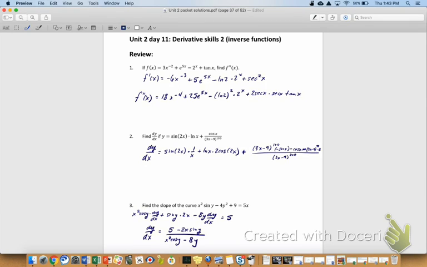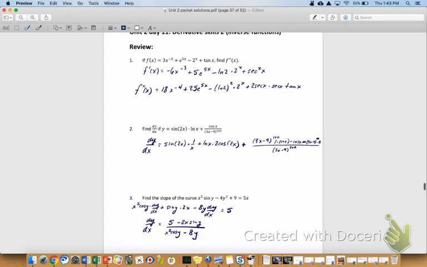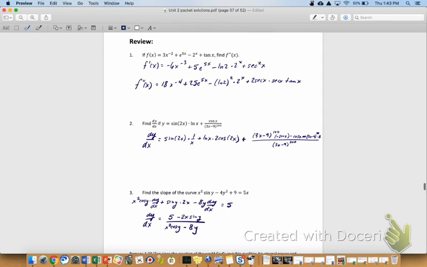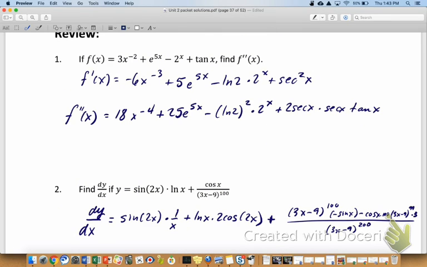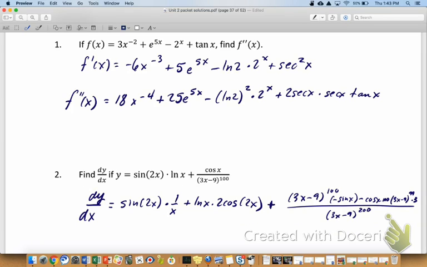So Unit 2, Day 11, here's some solutions. Can y'all see this okay? I'll tell you what, let me zoom. Let's check out numbers 1 and 2.